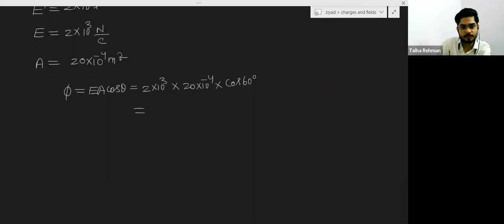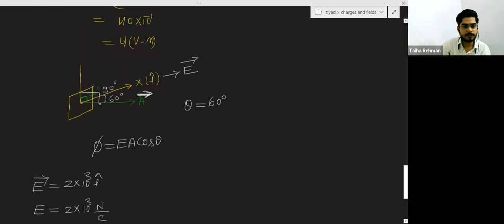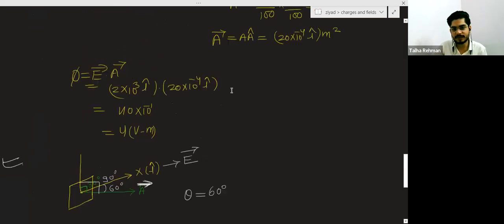When you multiply 20 with 2, it is 40, and when you multiply 10 to the power 3 with 10 to the power minus 4, it becomes 4. Cos 60 is 1 by 2, so you will get your answer 2 volt. So this was the second part, and this part is a little bit confusing for you. You have to just remember the angle that the area vector is making with the electric field. We already know the electric field is along the x-axis.